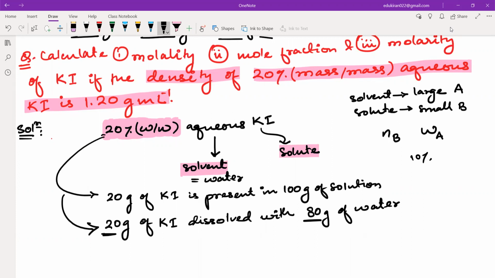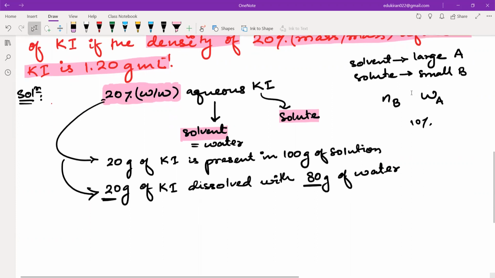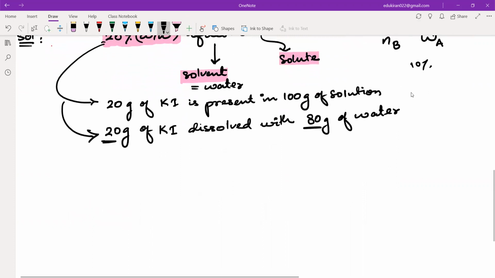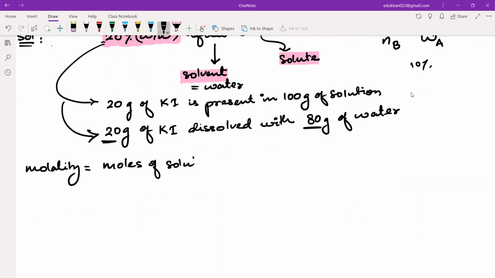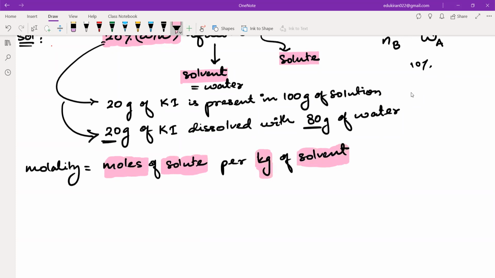Okay. Now we will calculate the molality. What is molality? First of all, we have to look at that. Molality is moles of solute per kg of solvent. That means we need two things. We need the number of moles of solute and we need the mass of solvent in kg. Is this clear? Okay. Now just wait a second.